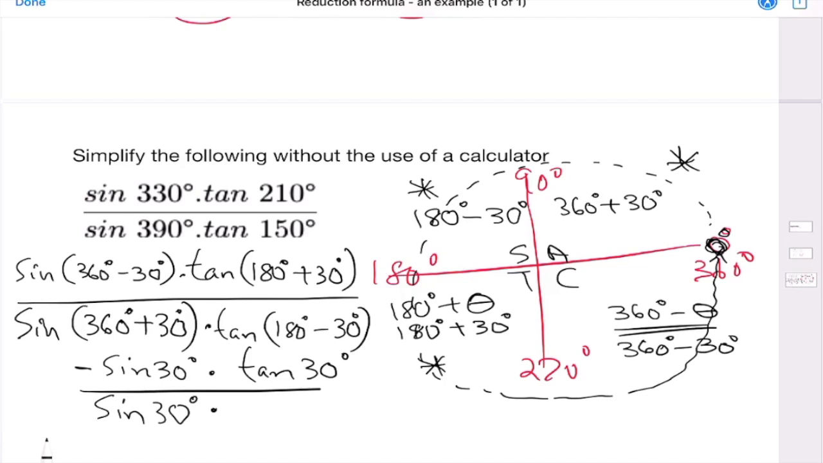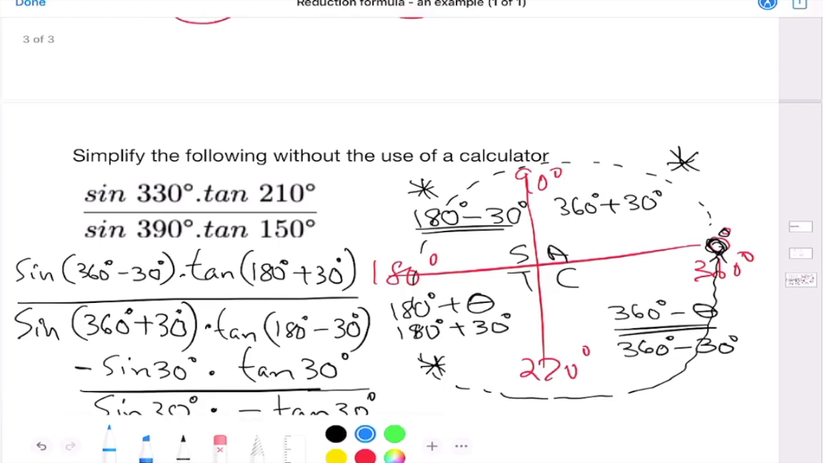And then tan of 150 degrees, which is the same as tan of 180 minus 30 degrees. This is in quadrant 2. And in quadrant 2, the tangent ratio is negative. So we expect a negative, and that will be negative tan of the acute angle, which is 30 degrees. Now you can simplify this. And these will cancel out, so those will cancel out. And so we end up with an answer of 1.